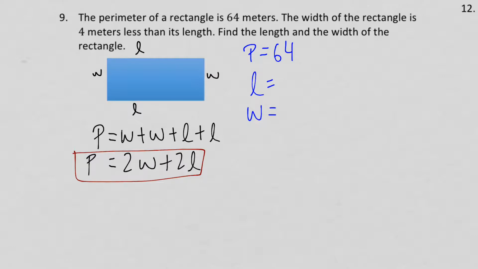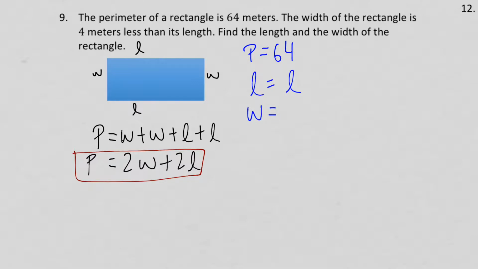And like I said when we were practicing these, you look at the sentence that they gave you. The width of the rectangle is 4 meters less than its length. The first one mentioned is not X. It's not the variable. It's always going to be the last one mentioned, which is length. L is your variable, which is length, right? We're just going to call it L.